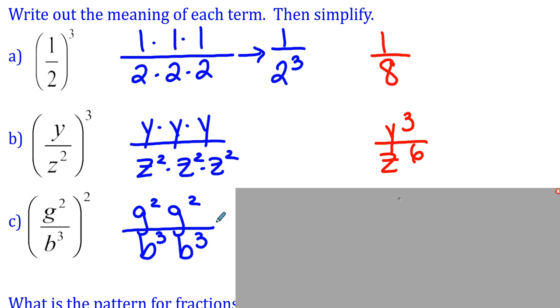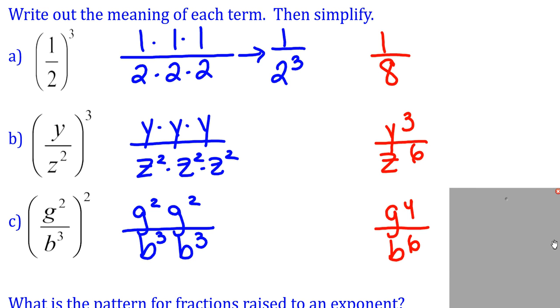There isn't, so let's simplify the numerator. Well, g squared, that means there's 2 g's here and 2 g's here, so a total of 4 g's in the numerator. b to the third means we have 3 b's here and 3 b's here, so we have a total of 6 in the denominator. So we got g to the fourth divided by b to the sixth.